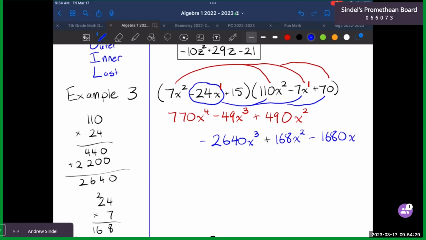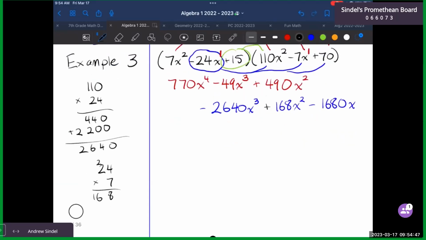Okay. Cool. We did all that distribution, and then I'm going to use a different color. Does lime green show up differently? Yeah, that looks good. So I'm going to take this positive 15x, and I'm going to distribute it into 110, which I don't know off the top of my head.